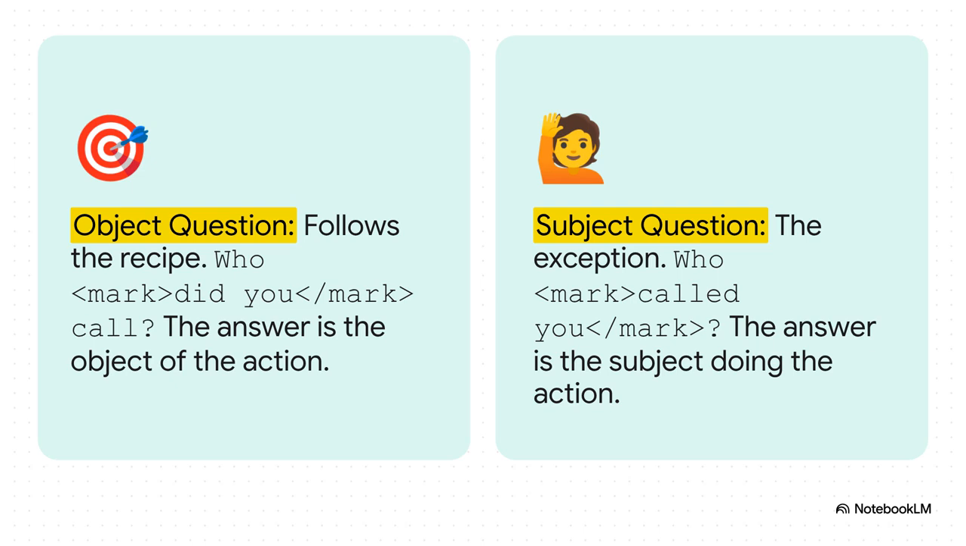So on the left, you see the object question. "Who did you call?" That follows our recipe exactly. The answer may be, "I called Maria." Maria is the object of the action. But now look at the right side, the subject question. "Who called you?" See that? The helper verb did is gone. Why? Because the answer we're looking for, Maria, is the subject. She's the one doing the calling.